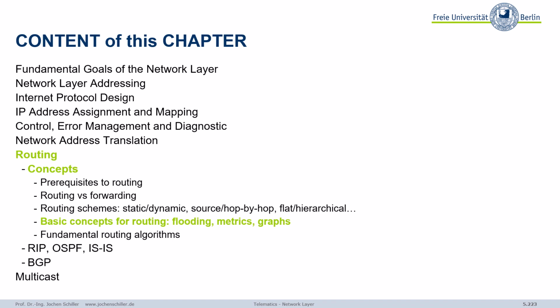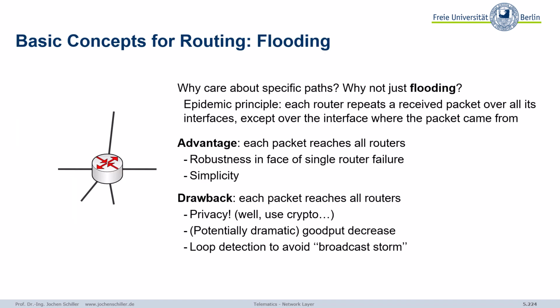And there's one very simple basic concept, and that's flooding. Well, flooding is a very simple thing. Why should we care about specific paths? Flooding is very simple. Why? Well, packet comes in and we simply copy it. Oh, flooding. Very simple. Okay. Big advantage. Each packet reaches all other routers. Very robust. If there's a failure, who cares? Very simple. If there is a path, flooding will find the path.